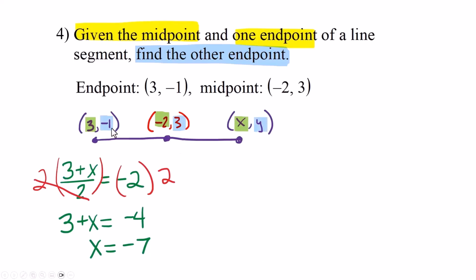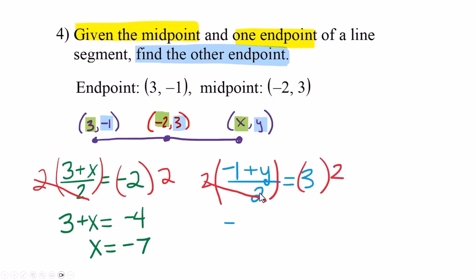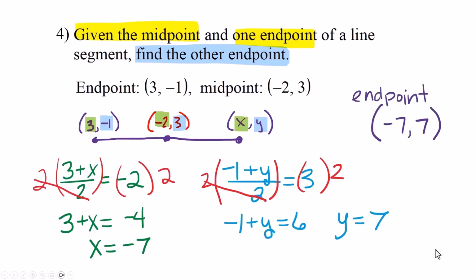Now we got to do the same thing for the y's. This negative 1 plus this y divided by 2 equals 3. Set up the little equation, do the same thing, multiply both sides by 2 to cancel the fraction. We end up with negative 1 plus y equals 6, and y equals 7. So our other endpoint was negative 7 and positive 7.